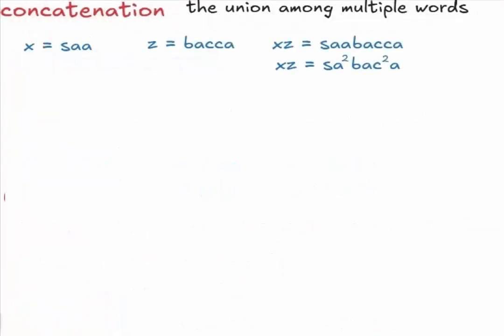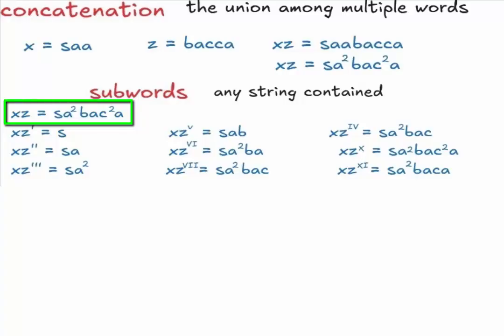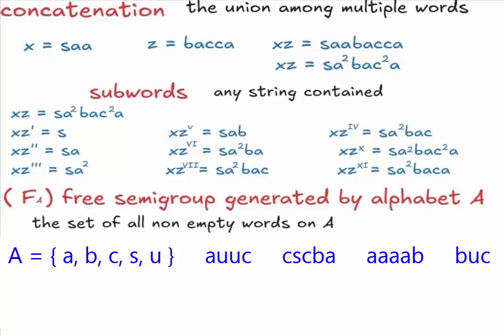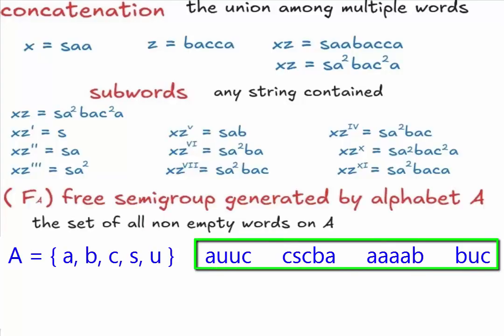So, this notation implies the union among multiple words. A subword of x will be any string contained in it. By the way, I'm using Roman literals because they're cool. It can also be natural numbers. Now, a word can be any nonsense combination of characters.